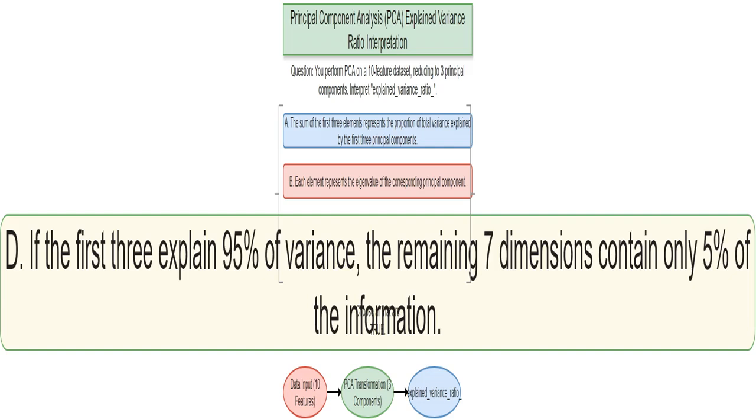I'm saying that if the first 3 principal components capture 95% of the total variance, the remaining 7 dimensions only account for the remaining 5% of the data's variability. This highlights PCA's power to reduce dimensions without losing much crucial information.